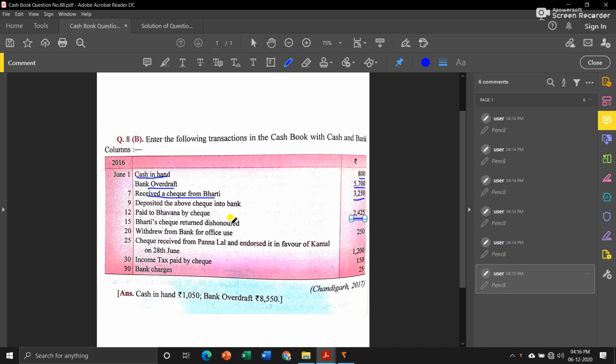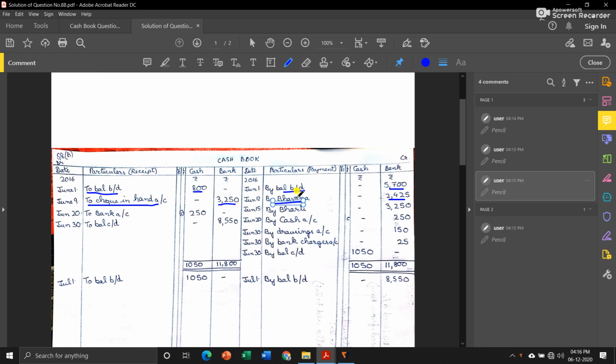So the check that we received from Bharti and deposited into bank was dishonored and the bank has returned it to us. So for dishonor of check, what we will do is that we will write it on the payment side by writing by Bharti, because Bharti was the one who gave us that check, and on bank side we will write 3250.